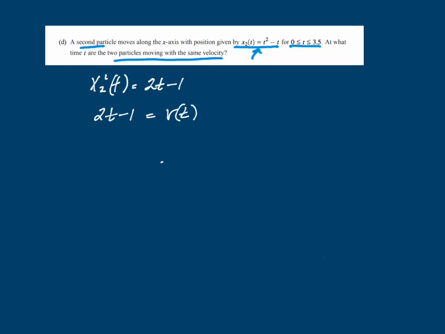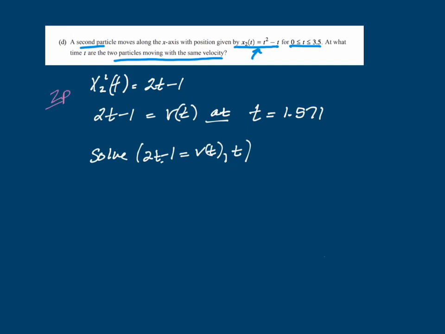And now here is where you will use your calculator again and use the solve, okay? And you would say 2t minus 1 equals v of t, and then comma t, and it gives you the answer 1.571. Okay, so this is worth 2 points. That should give you 9.